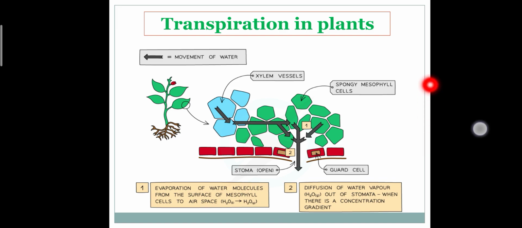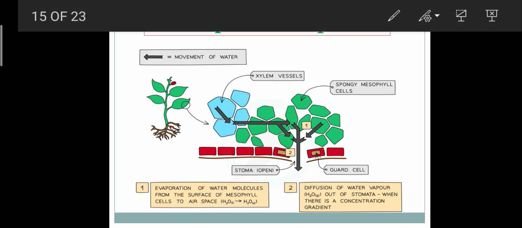This diagram is showing the transpiration in the plant. Here the arrows are showing the movement of water. We can see the xylem vessels here and the spongy mesophyll cells. This area is showing the stomata, which are open, and these are the guard cells. This process is showing the evaporation of water molecules from the surface of mesophyll cells to the air spaces.